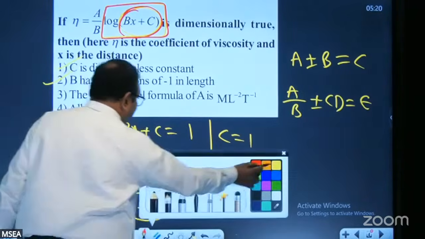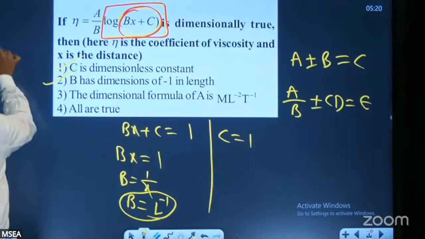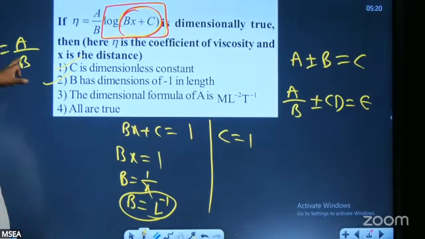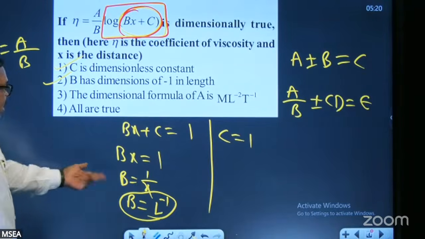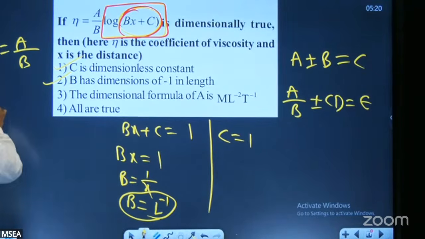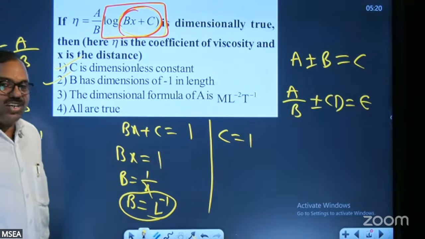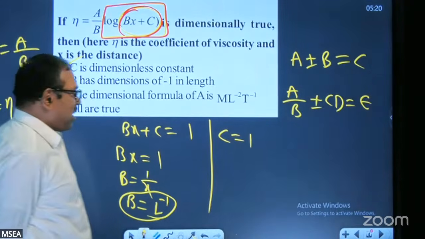Now eta is equal to A by B, so A is equal to eta into B. The dimension formula of B is given. This is about the coefficient of viscosity, so now you can calculate the dimension formula of the coefficient of viscosity.